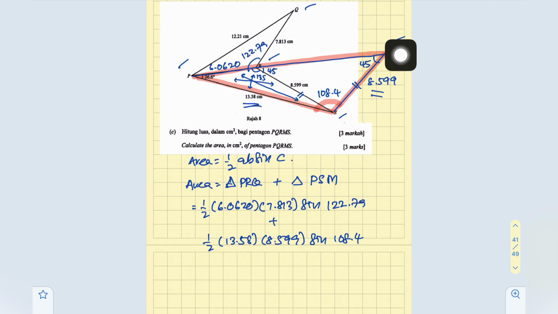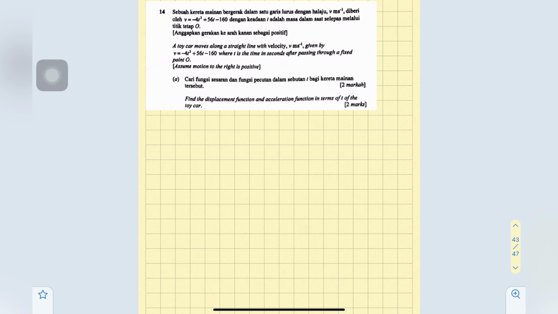Lepas tu yang ni pun dah ada tadi kan, PM daripada soalan A. Okay, so this one kalau kita guna cara ni, kita just press the calculator and the final answer will be 75.3101.